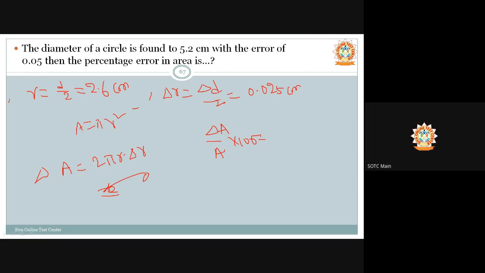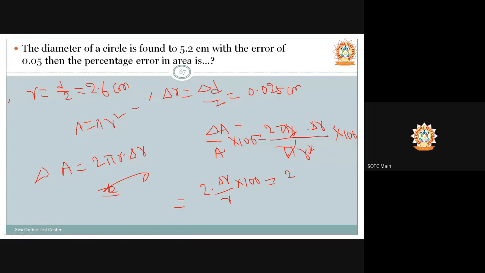That is equal to del A, which we already know is 2 pi r into del r, divided by A, which is pi r square. One r will get cancelled, pi will get cancelled, into 100, right? So now you can write it as 2 into del r by r into 100. So substitute the value of r and del r and tell me what you are getting.